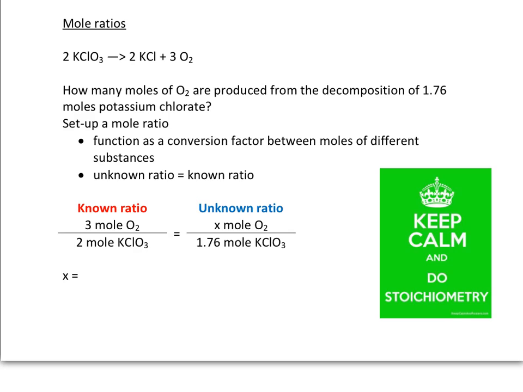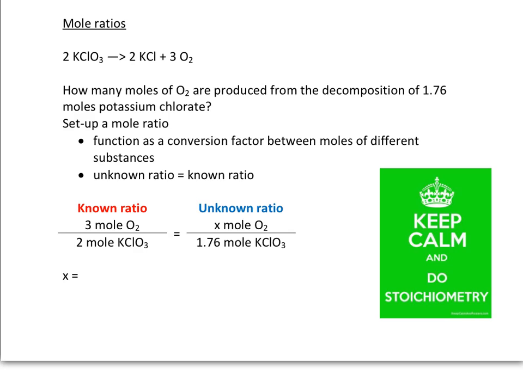But that's not what the question is asking. The question is saying we want to know how many moles of oxygen are produced if 1.76 moles of potassium chlorate break down. And so that's where the unknown ratio comes in. We put whatever we are looking for, and so we're looking for the number of moles of oxygen, and so I'm going to let X represent the number of moles of oxygen.